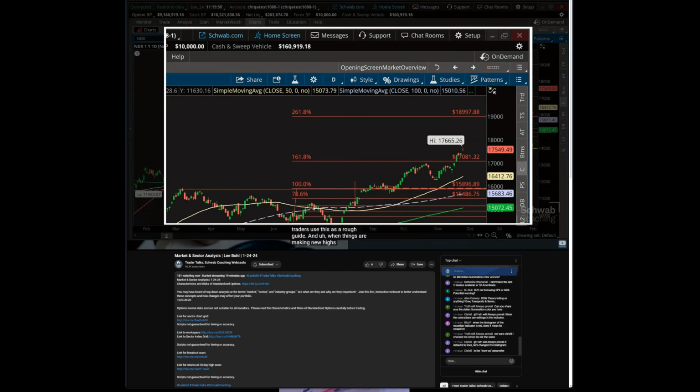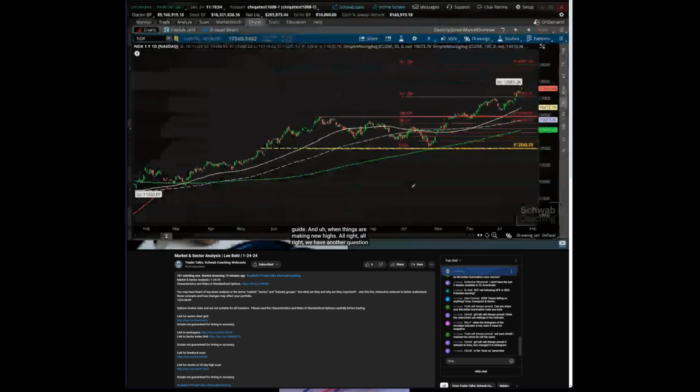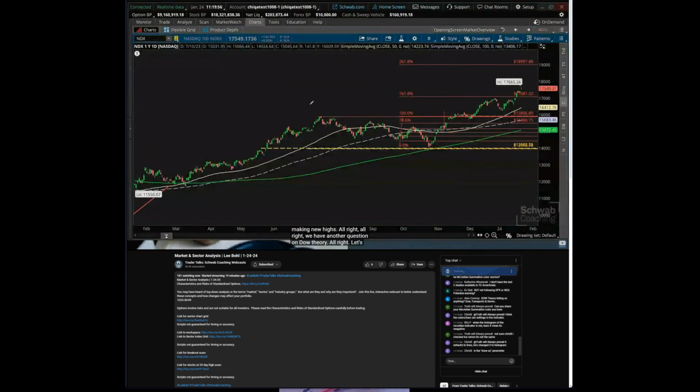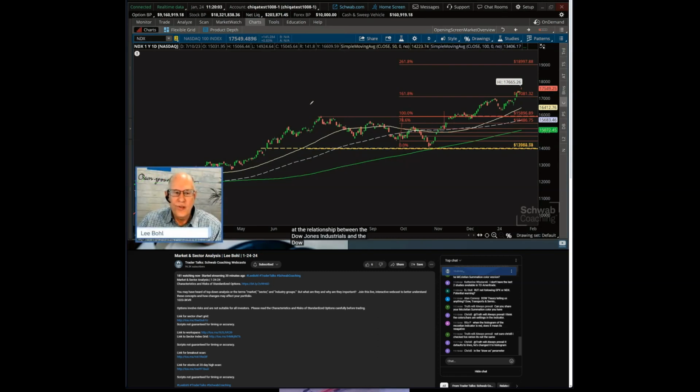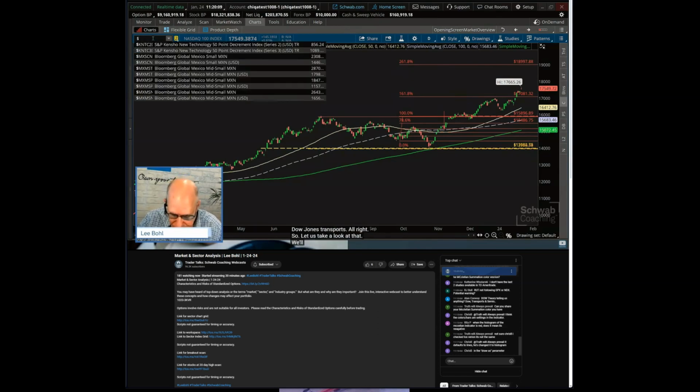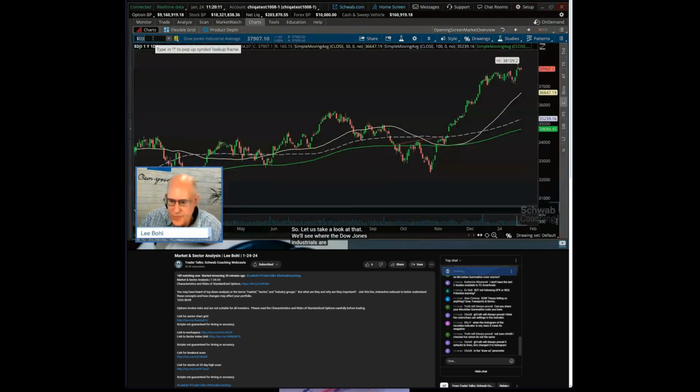All right. We have another question on Dow theory. Let's take a look at that. For those not familiar with that, it looks at the relationship between the Dow Jones Industrials and the Dow Jones Transports. So let us take a look at that. Let's see where the Dow Jones Industrials are. So they are at highs, right?